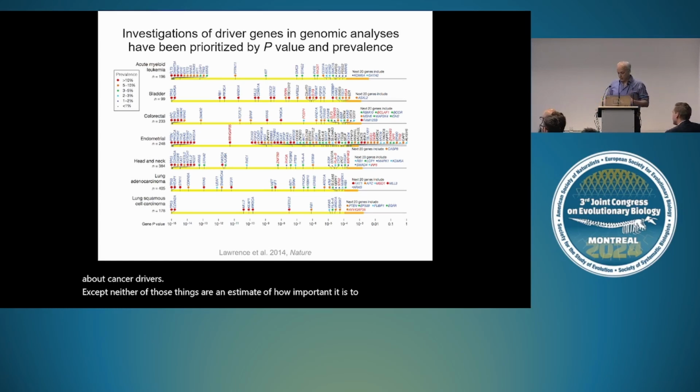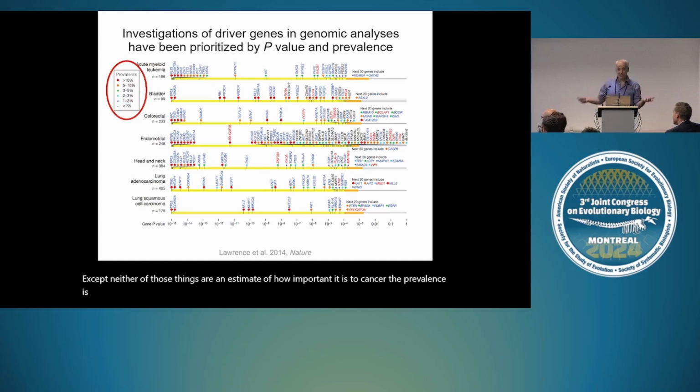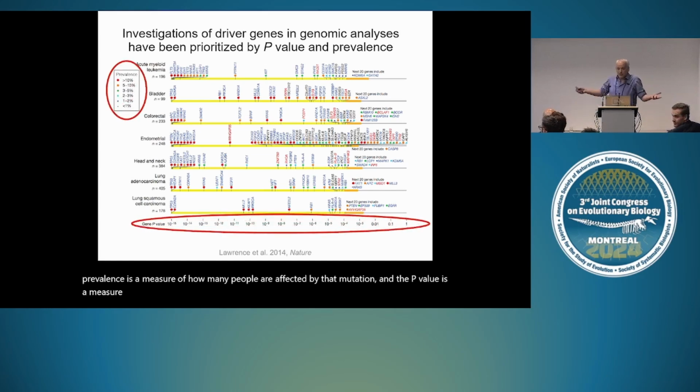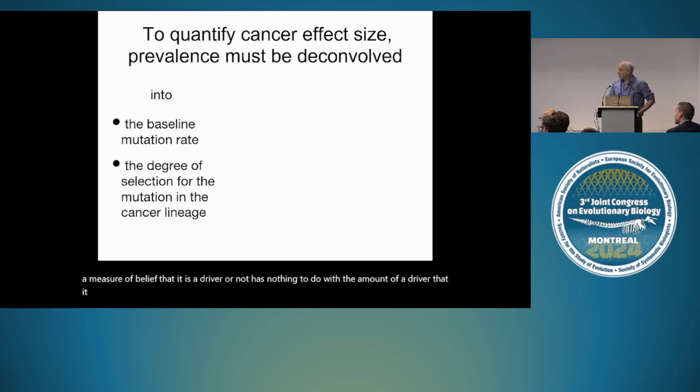The prevalence is a measure of how many people are affected by that mutation, and the p-value is a measure of belief that it is a driver or not, has nothing to do with the amount of a driver that it is. So to quantify that selection coefficient or scaled selection coefficient, I'm going to call it cancer effect size in this talk. The prevalence that you saw there has to be deconvolved into the baseline mutation rate and the degree of selection for the mutation in the cancer lineage.